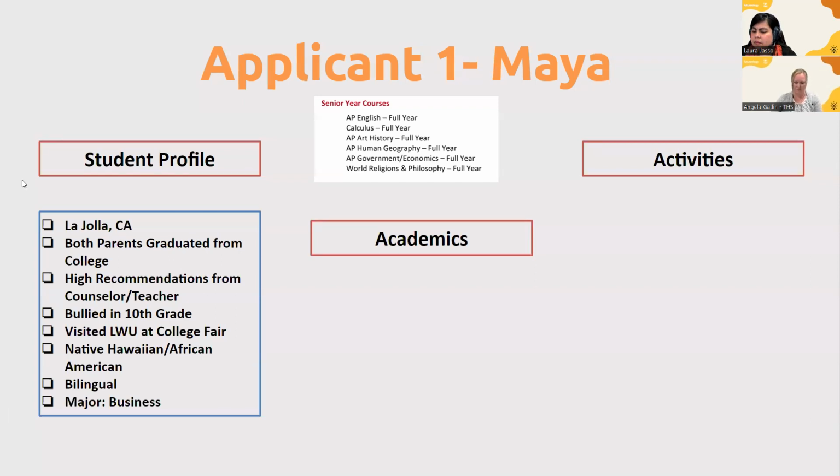Maya's also coming with strong recommendations from both her counselor and her teacher. And in her essay, she talks about her experience and her heritage as a Native American and African American student. In the 10th grade, she experienced some bullying because of this heritage. She talks about that in her personal statement, how it really affected her, and how she was able to overcome that challenge.